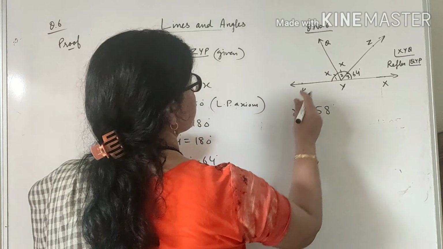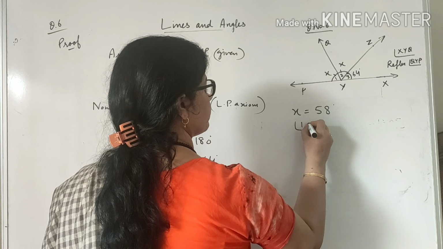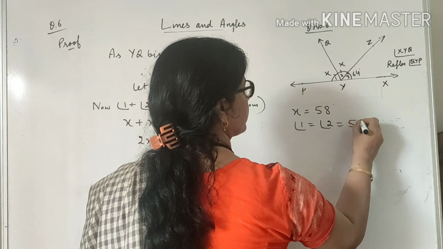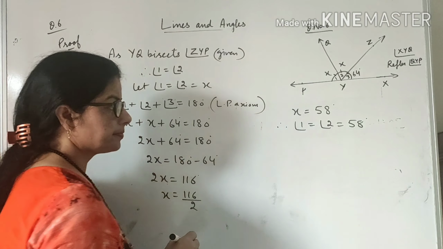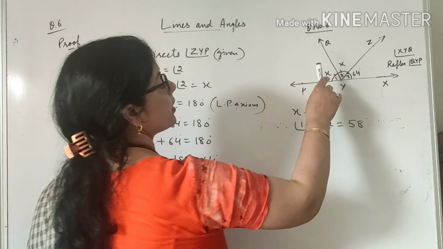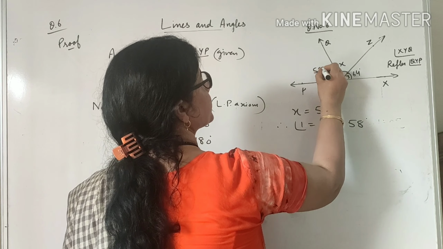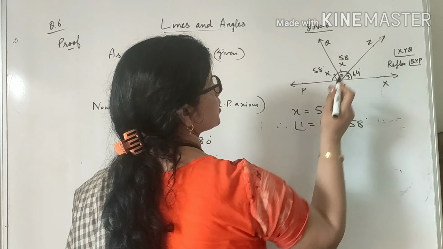And what is x here? 1 and 2. It means the measure of angle 1 is also 58. Measure of angle 2 is also 58. Now we know every angle. This angle is 58, this angle is 58, and this is 64.